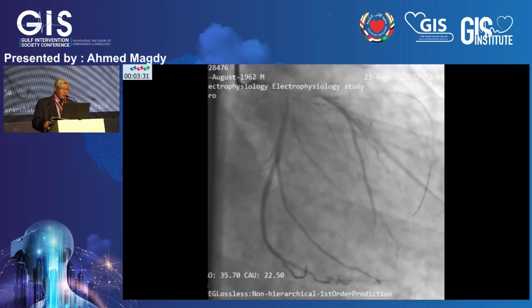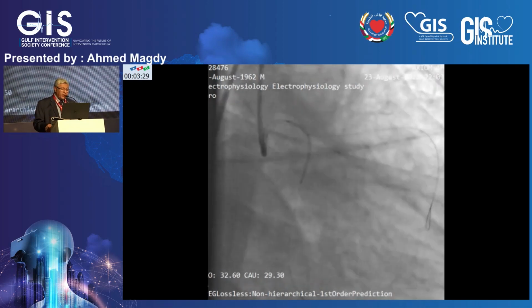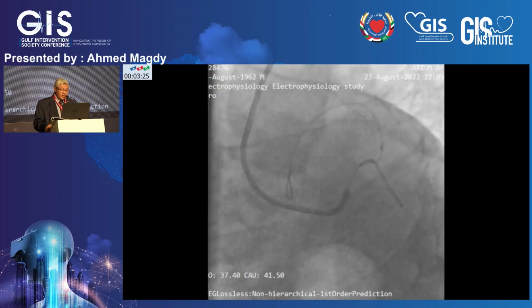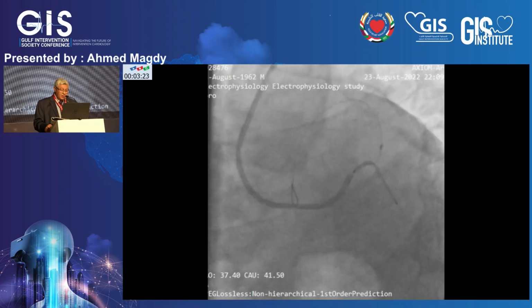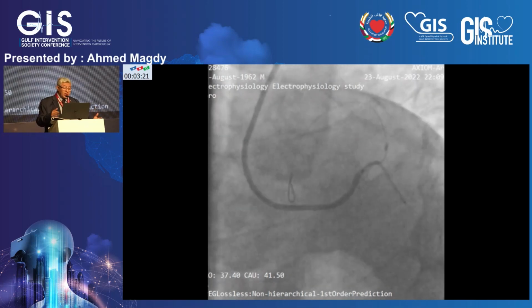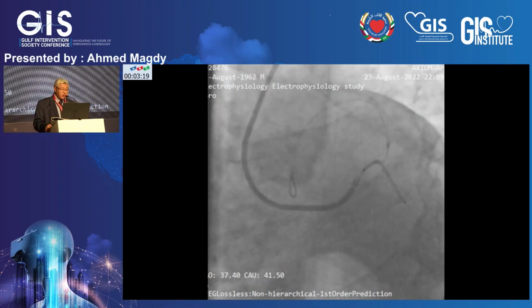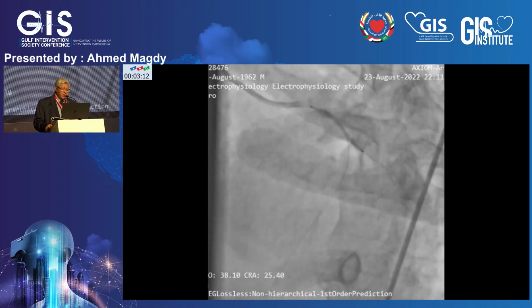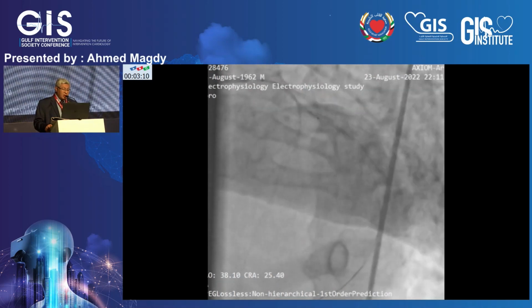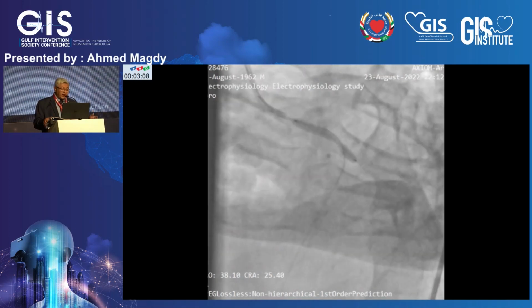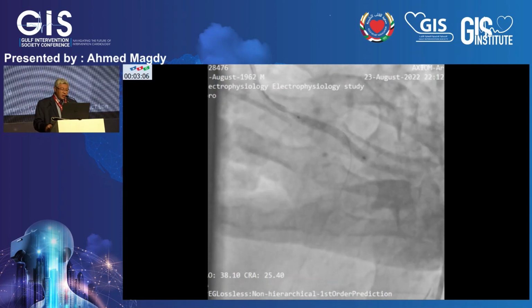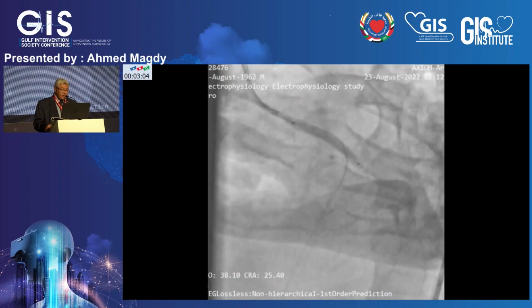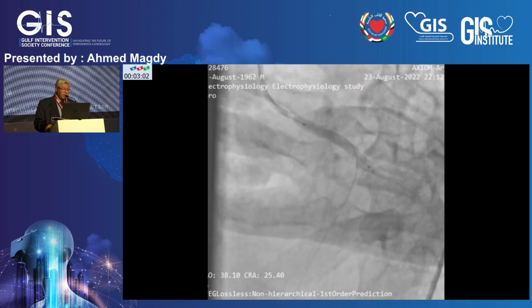So after wiring both LAD and CX, we started by the CX, because the LAD was still occluded. I can't put a stent while it is still occluded. We need to do something before to revive the patient, and then we can improve. So this is a CX lesion. He was going to arrest, but he was revived. Blood pressure was 50 or 40.